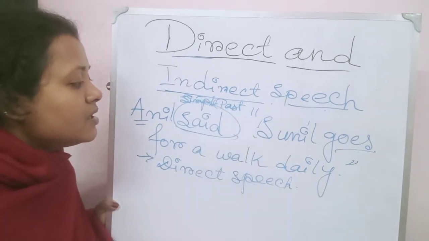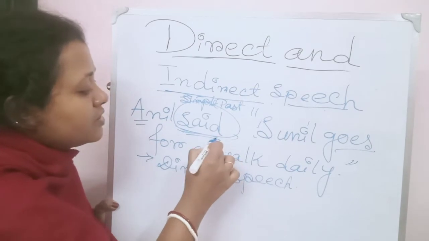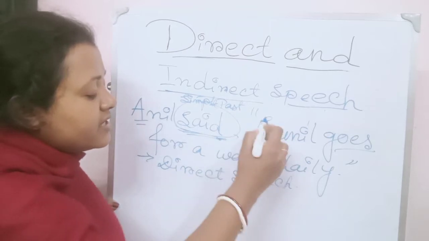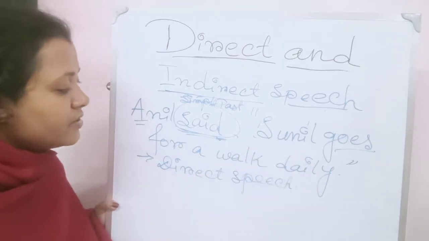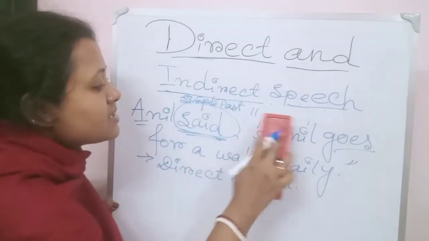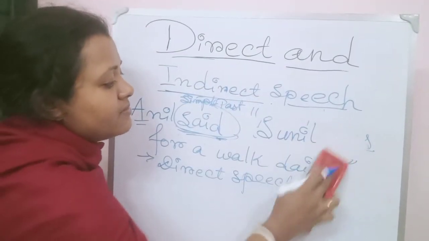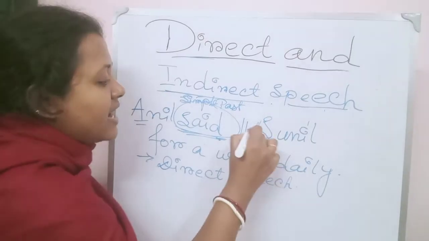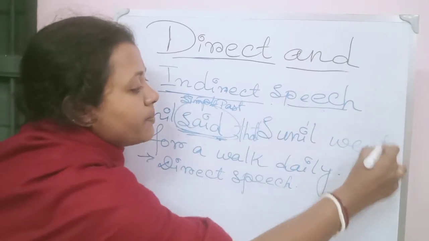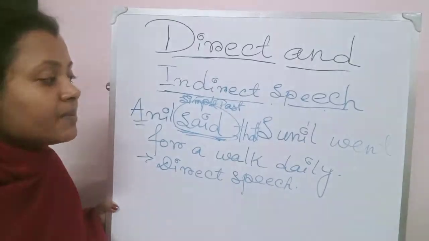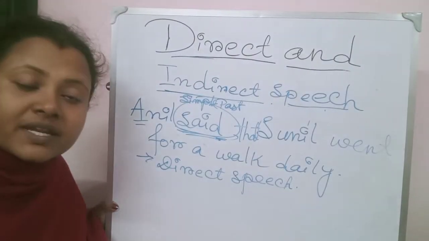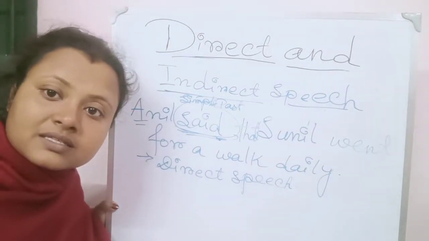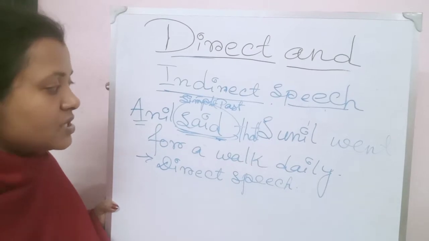So when the reporting verb is in simple past tense, then the verb which is inside the inverted commas will also get changed. Simple present tense will become simple past tense. So Anil said that Sunil went. The past tense of go is went. So Sunil went for a walk daily. This way you have to change the sentences.